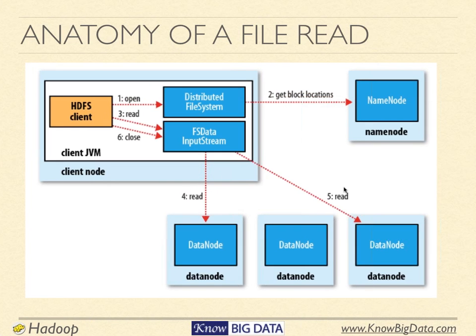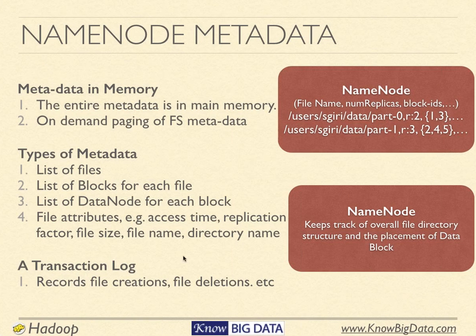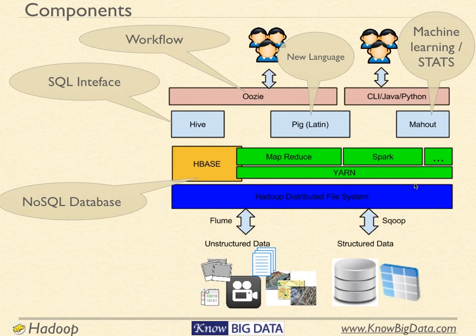All right, so this is how it is. Next, the details of metadata: metadata contains the list of files, the list of blocks, and the data nodes for each block. Along with this information, it has access time, replication factor, and file size. All of this is part of metadata. And the transaction log is stored on the disk. All right. So these are the other components in the Hadoop ecosystem. We'll talk about them in a minute.